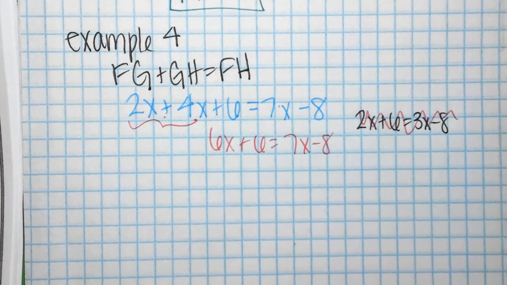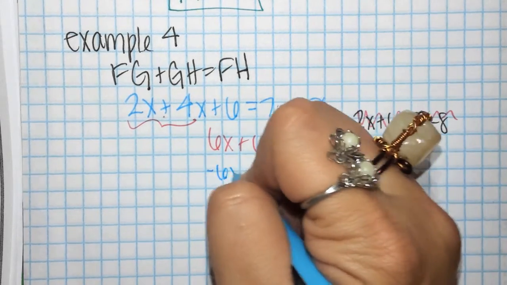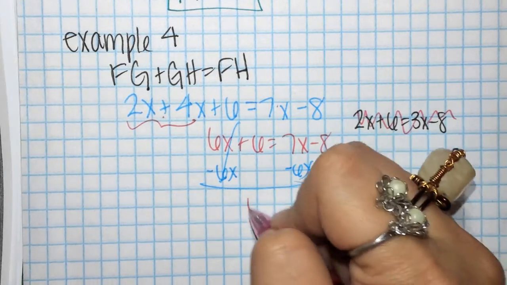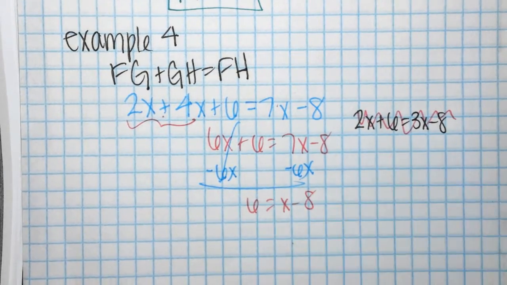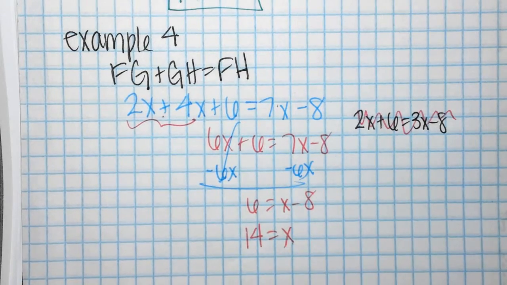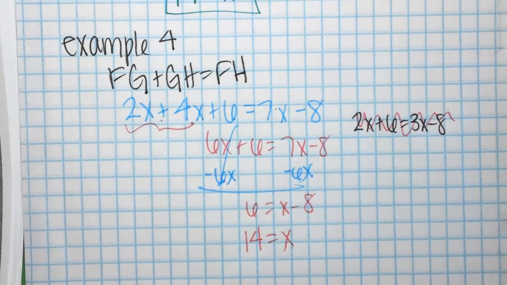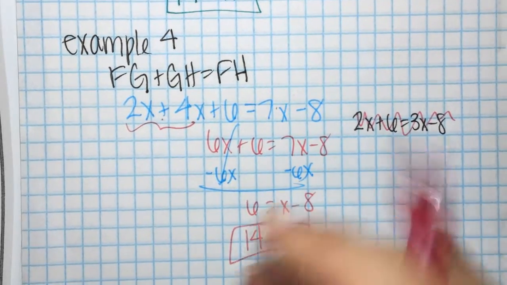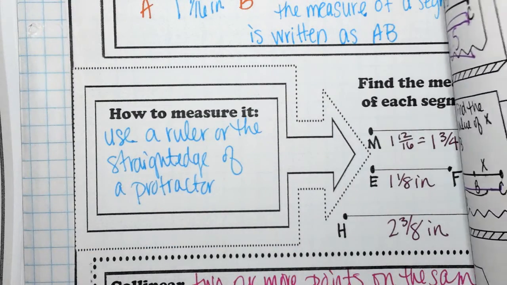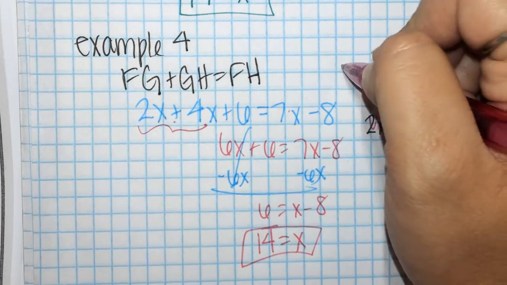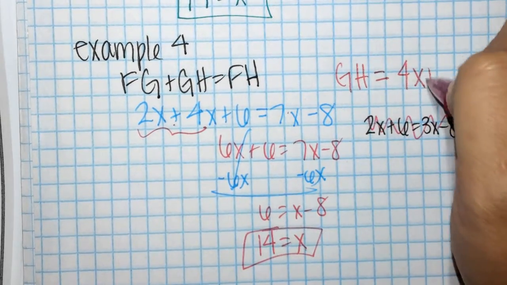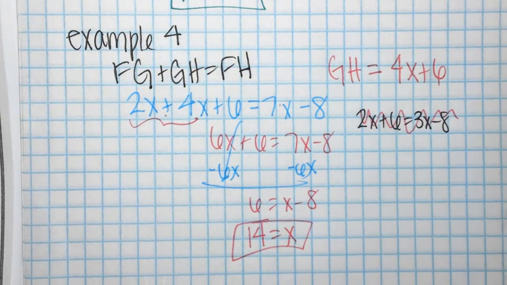Alright, so did y'all then subtract 6x from both sides? And you got 6 equals x minus 8. And then you add 8 and you get x equals 14. And then it says to find GH. So GH was 4x plus 6. Plug 14 in and tell me what GH is.